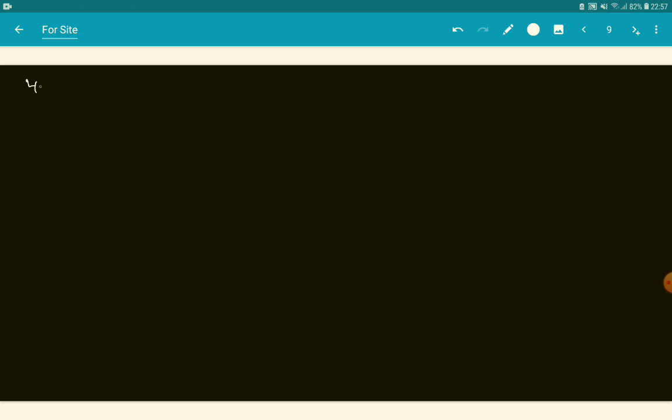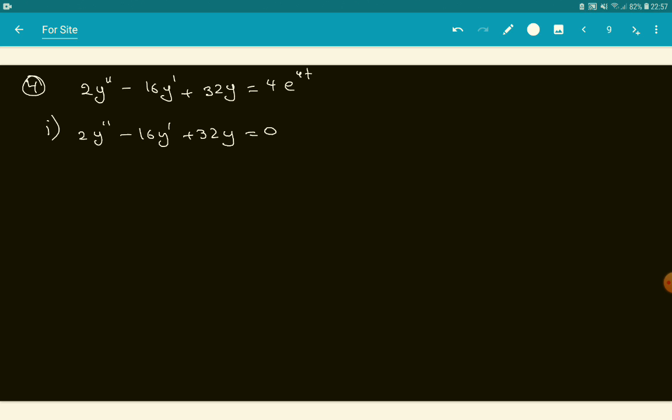So for the fourth question, 2y double prime negative 16y prime plus 32y is equal to 4e to the 4t. This is our question. On the first part, we will write the homogeneous equation again. So I'll just write 2y double prime negative 16y prime plus 32y is equal to 0. First of all, let's make things easy. I can take 2 out. I'll just write y double prime negative 8y prime plus 16y is equal to 0. And as you can see, 2 can go.